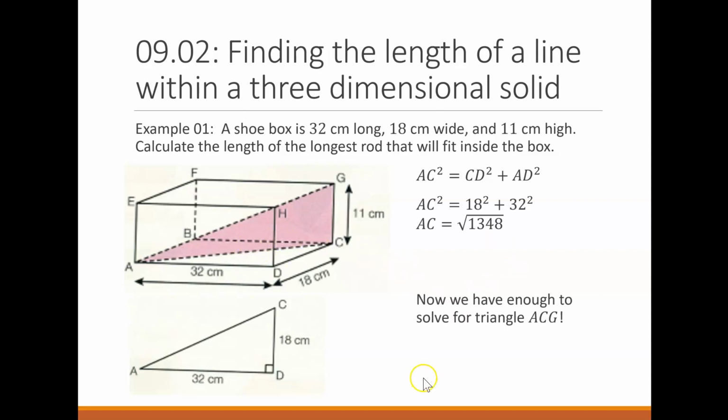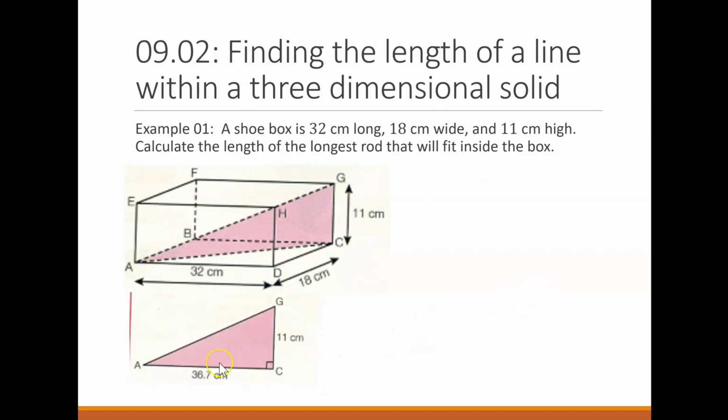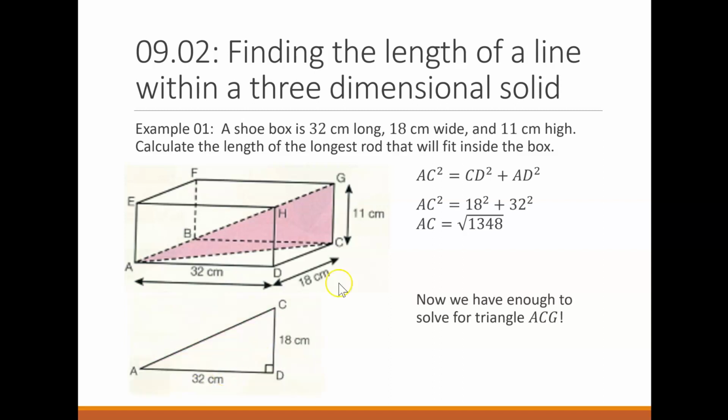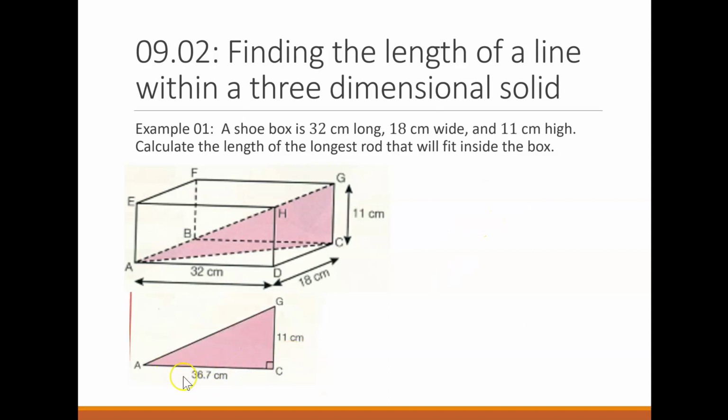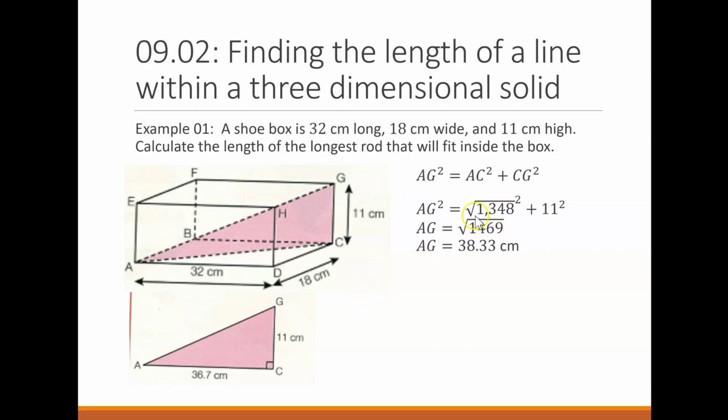So then I can plug that into my triangle AGC. This 36.7 is just an estimate of the square root of 1348. It just was easier to put it in as a decimal instead of a square root symbol when I built the triangles or whatever. You notice I got a little bit lazy left over here. So again, set up the Pythagorean theorem, and I get square root of 1469, or about 38.33.